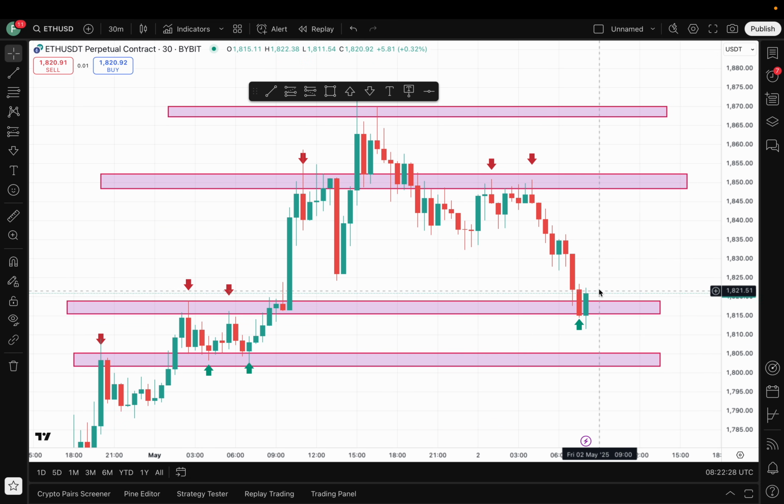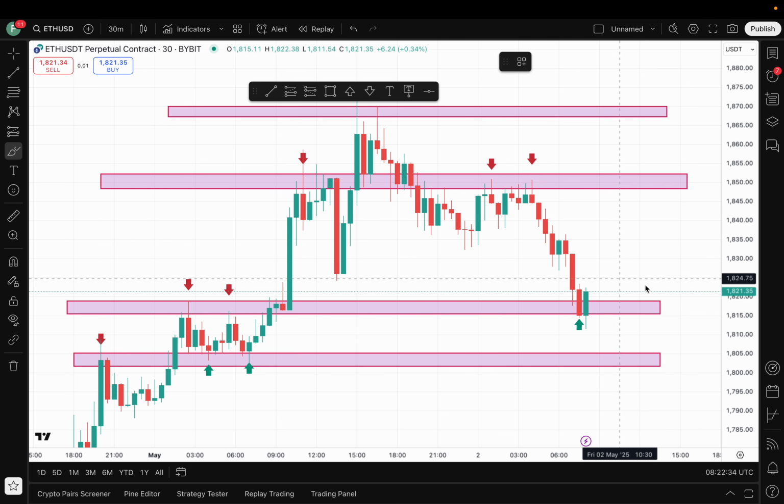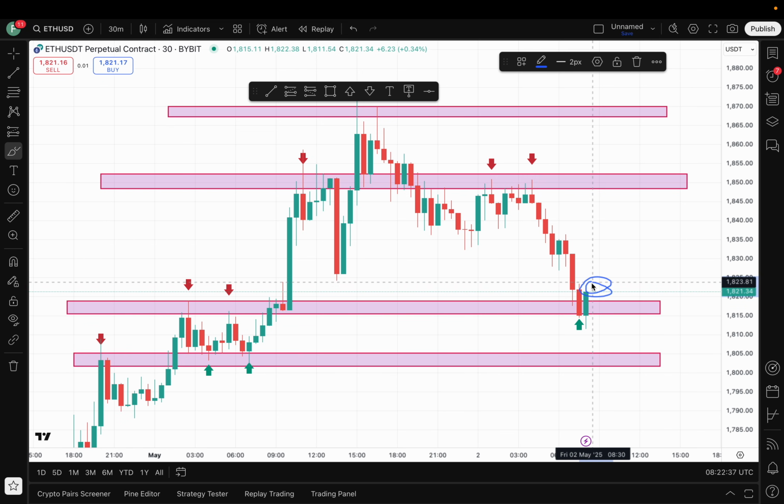Now you can see right here, this is the current level of the market. Let me just draw something right there so that you'll be able to see it. You select your brush, just come right here. So this is the point right here, the current position of the market. Now, how do you know where to set your take profit and your stop loss? Let's assume that we want to long this trade.